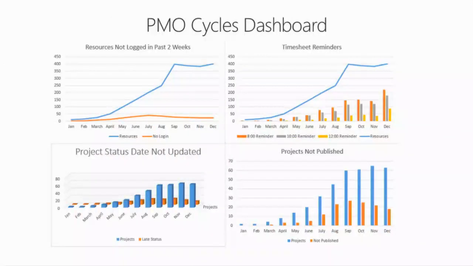These are some other things that I might track. Resources not logged in. That blue line shows the resources that are getting accounts and coming into the PMO under Project Server. And then I got a small line where people are not logging in regularly. And that shouldn't spike. I mean, often it's new people coming on board, and they just have to be trained and told what to do in the PMO.